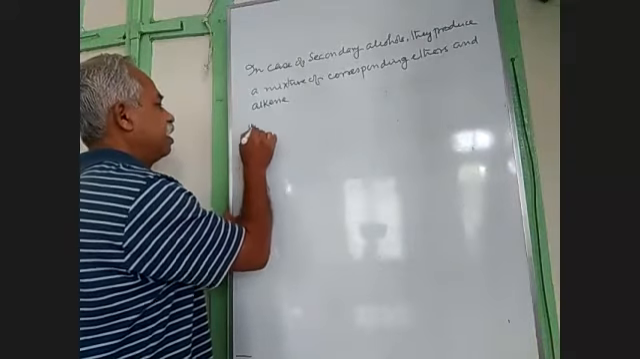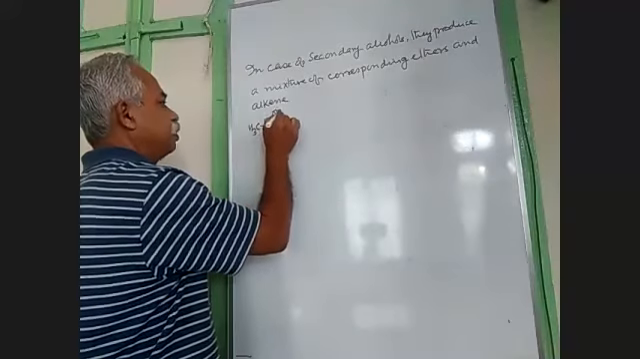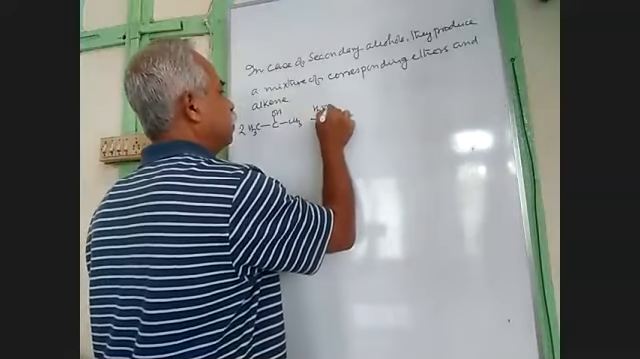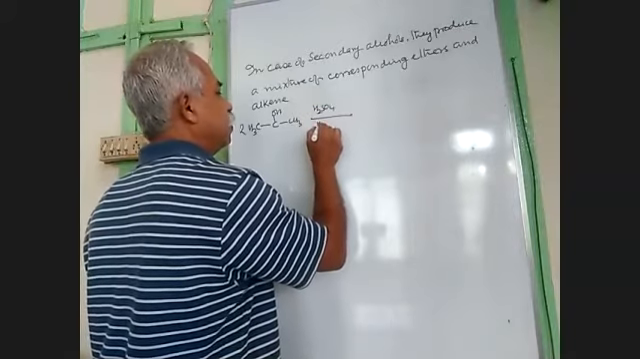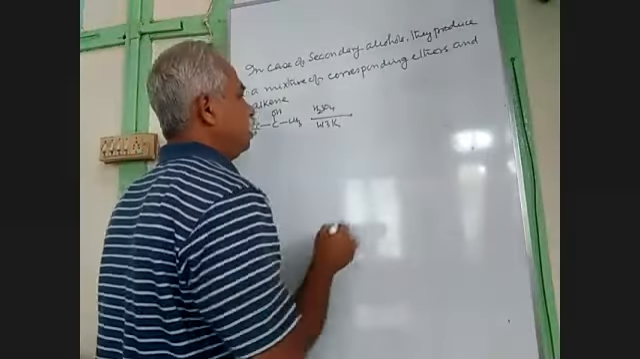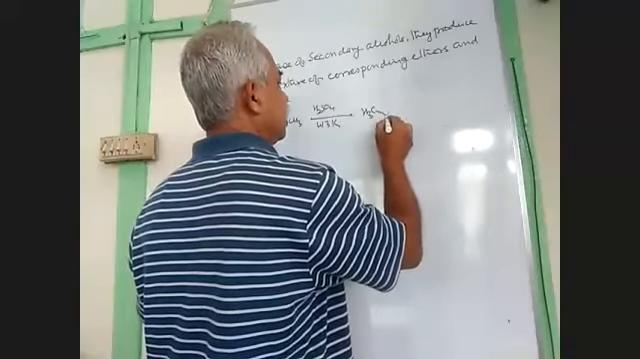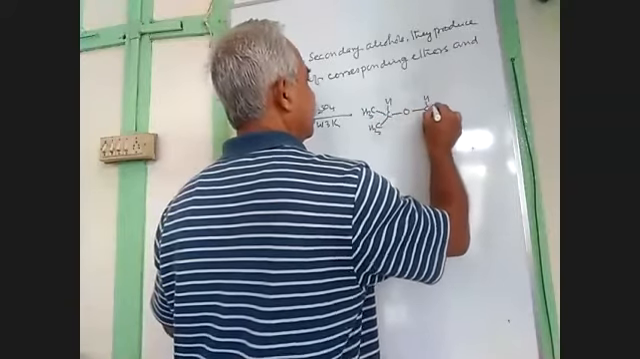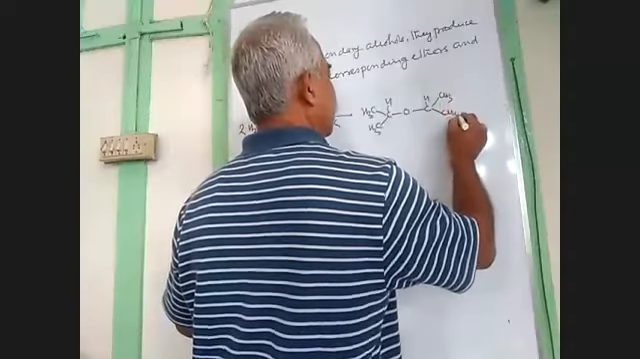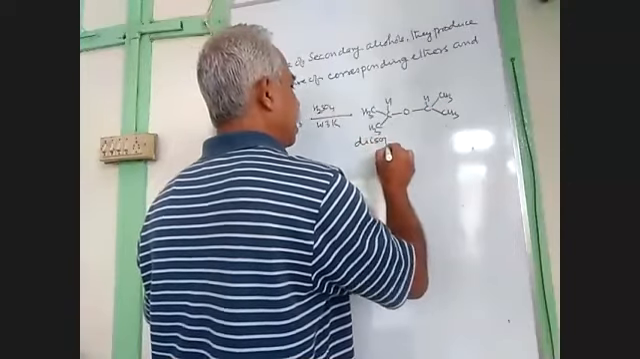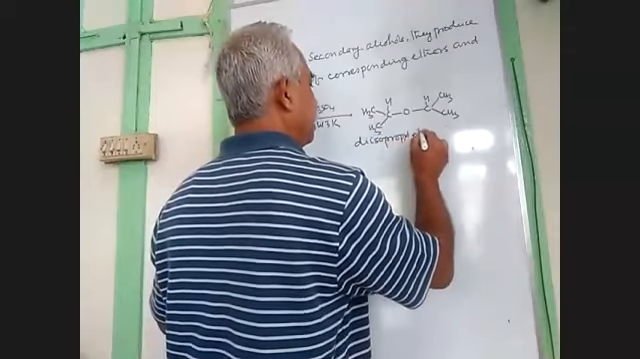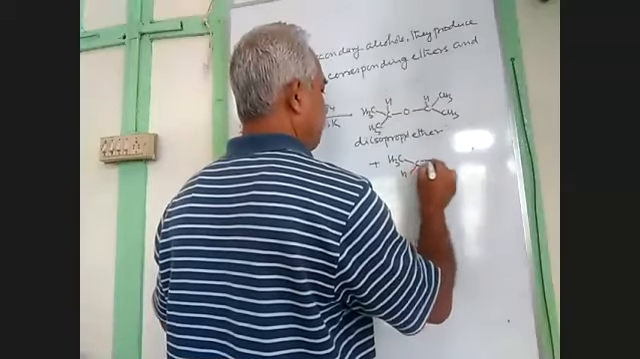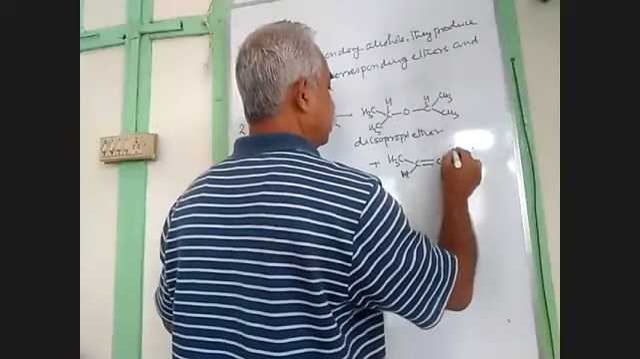Suppose I have taken here isopropanol, okay, and if I heat it with H2SO4 and 413 Kelvin, it will give us isopropyl ether, di-isopropyl ether, plus propene is going to form. So you have a problem.